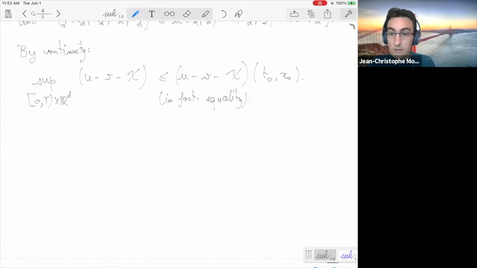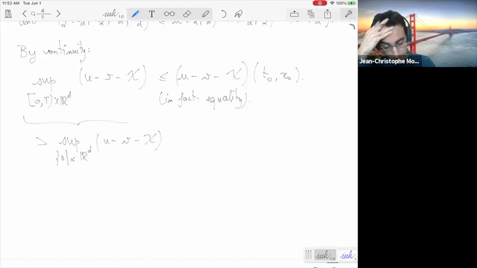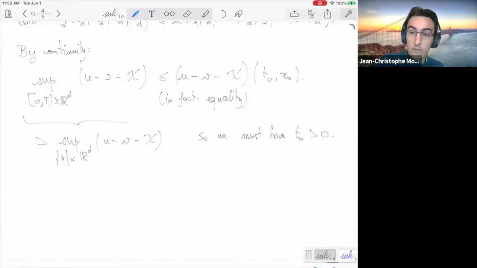So it must be that T naught is strictly positive, right? Because this sup term is strictly larger than the sup at the initial time. Okay, so we must have T naught positive. Does that make sense?